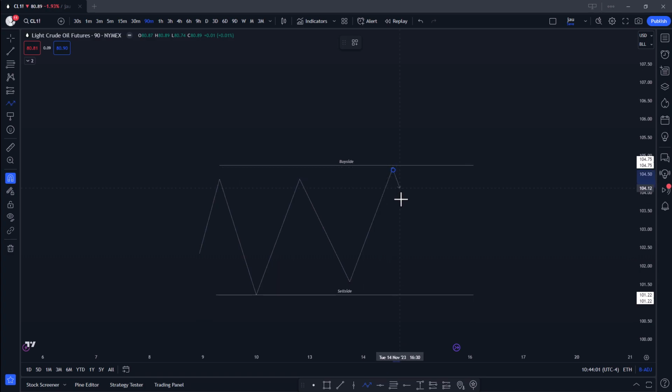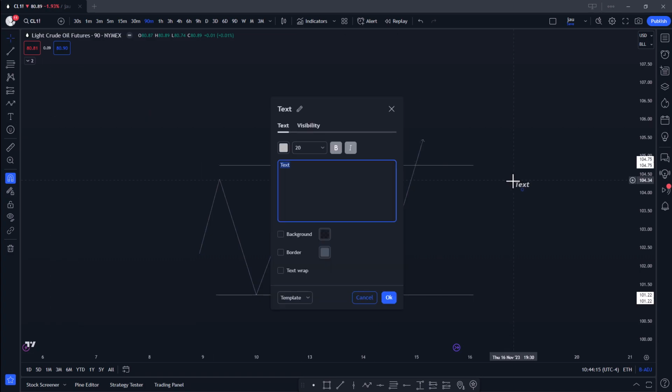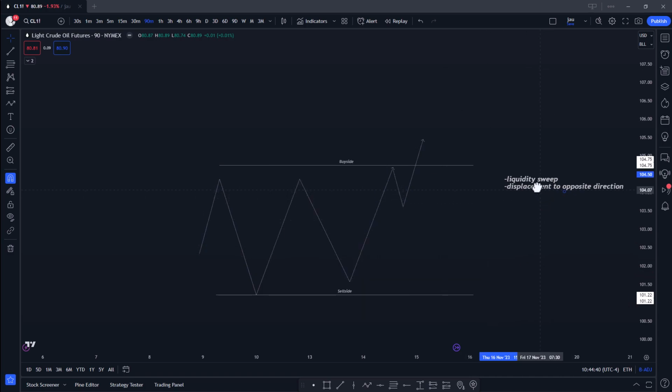So let's say price trades lower and then finally sweeps buy side, right? This is the first indication. This is the first tick off your list of the 2022 model. So we got a liquidity sweep. The next thing we're supposed to look for is a displacement to the opposite direction. So we look for a displacement to the opposite direction.